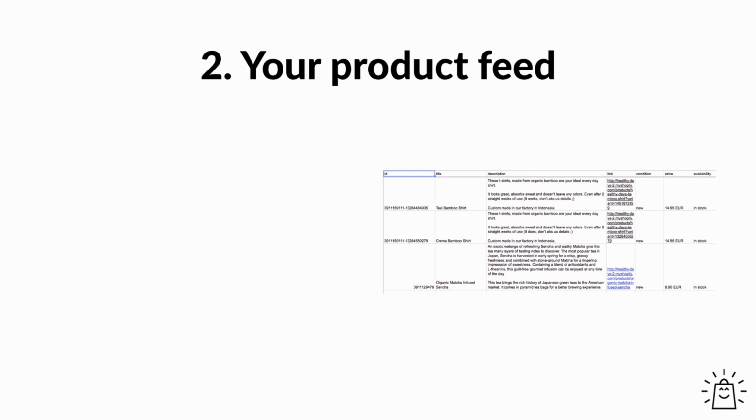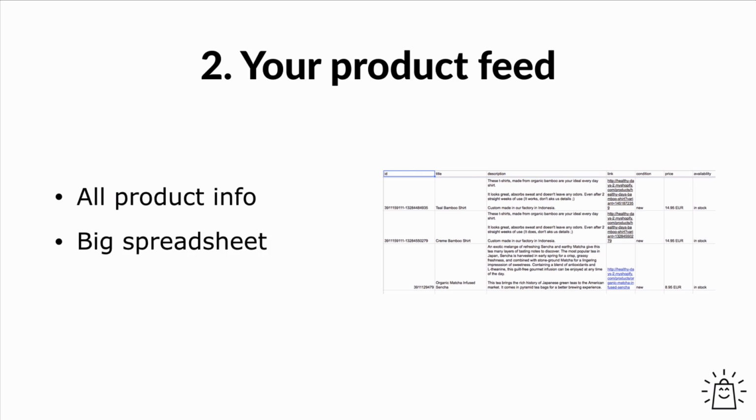Second is your product feed. And this is all of your product info. And the easiest way to visualize this is that it's a big spreadsheet. You can see in the image, there's a lot of different columns, and that's for each of the variables, there's a column. And then each of the rows, that's actually a product. And it's formatted in a way that Google understands and that Google requires.